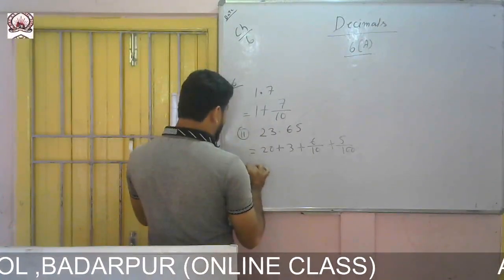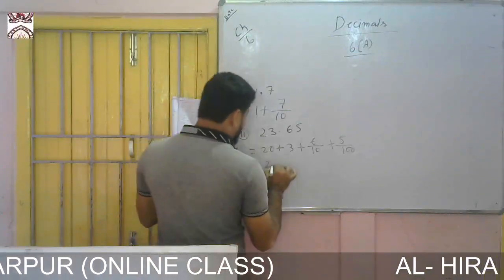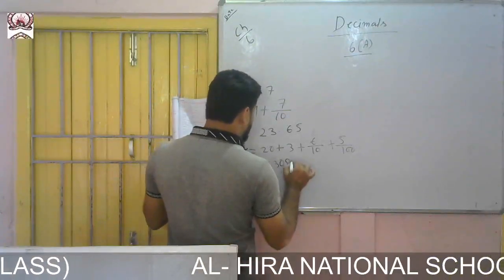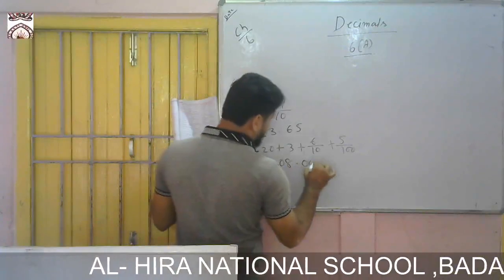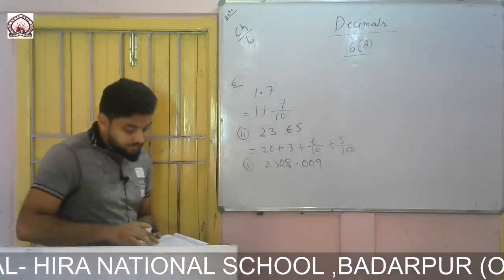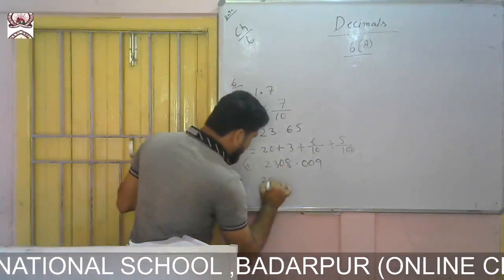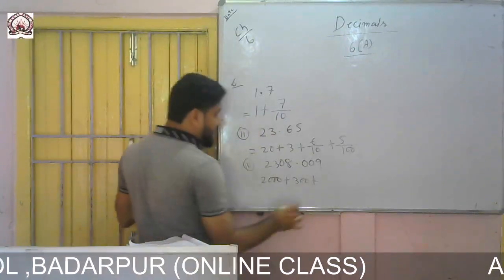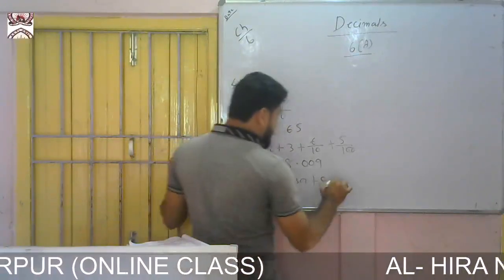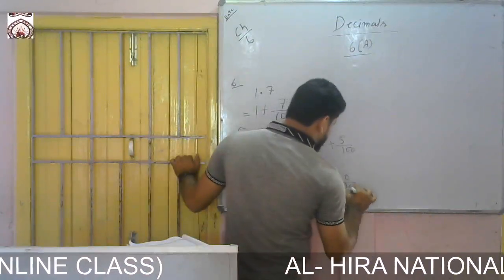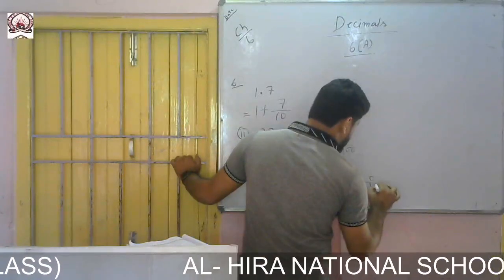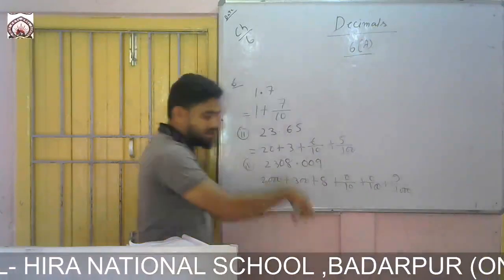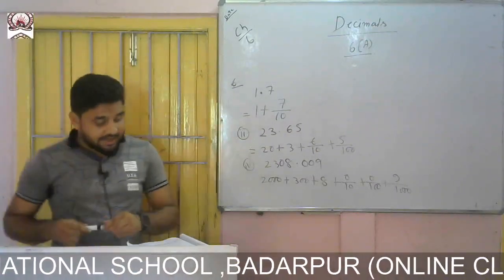Now write question number 4: 2308.009. So write 2000 plus 300 plus, you can omit this 0, no problem, plus 8, plus 0 by 10, then 0 by 100, then 9 by thousands. Okay. So these are the answers.